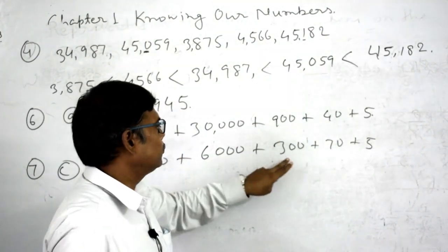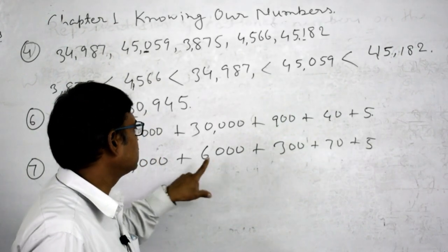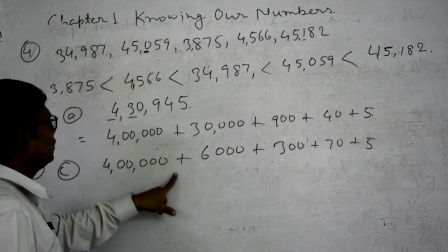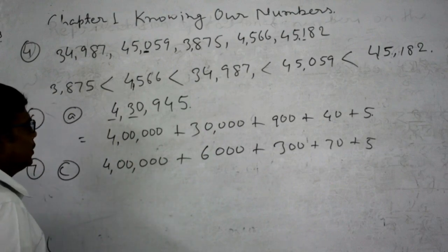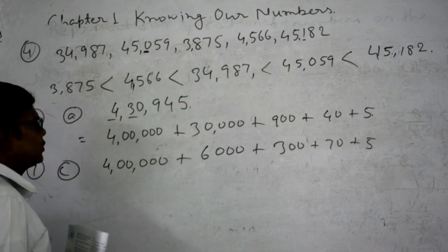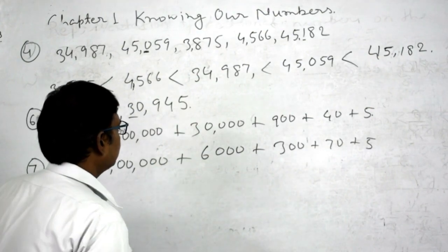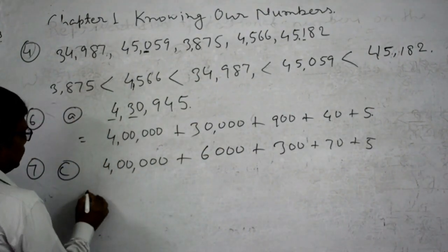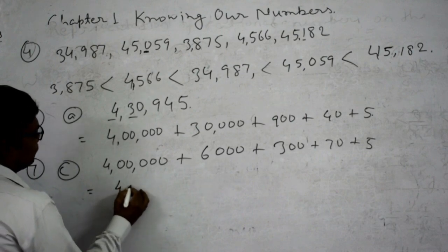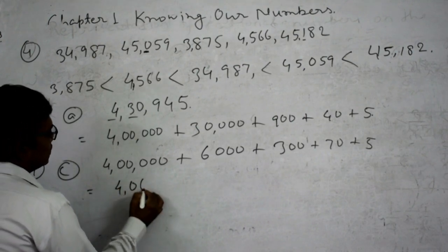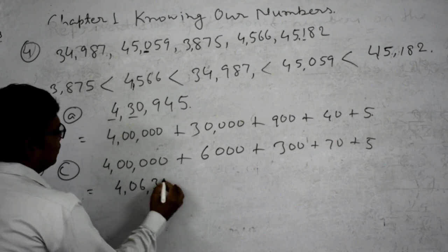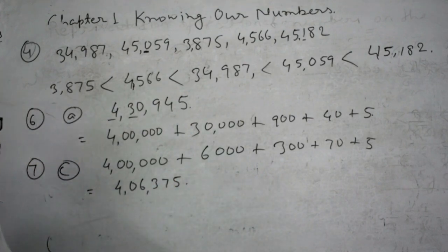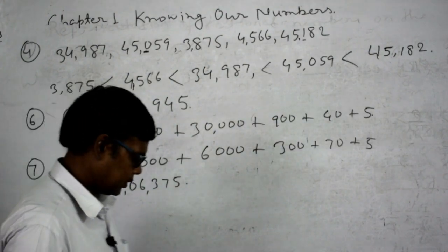So what will be there? It will be 0 at that position, that is at the 10,000s position it will be 0, and 4 will be at the lakhs position. So in this case the answer will be 4, 0, then 6, and then 3, 7 and 5. So this is the answer in the standard form. Okay.